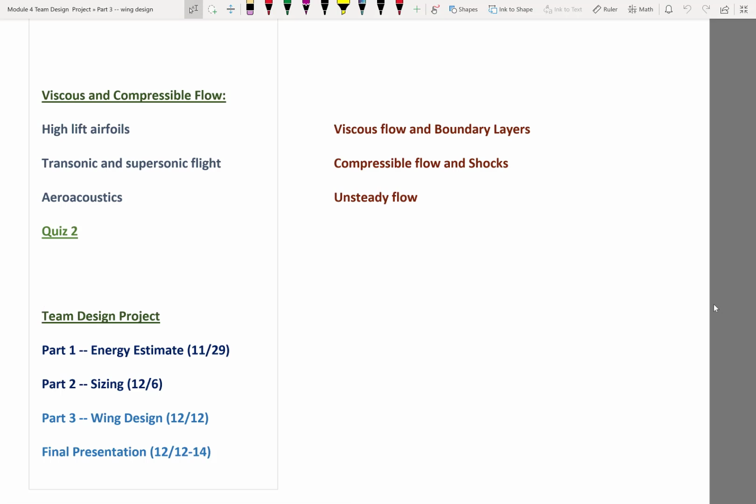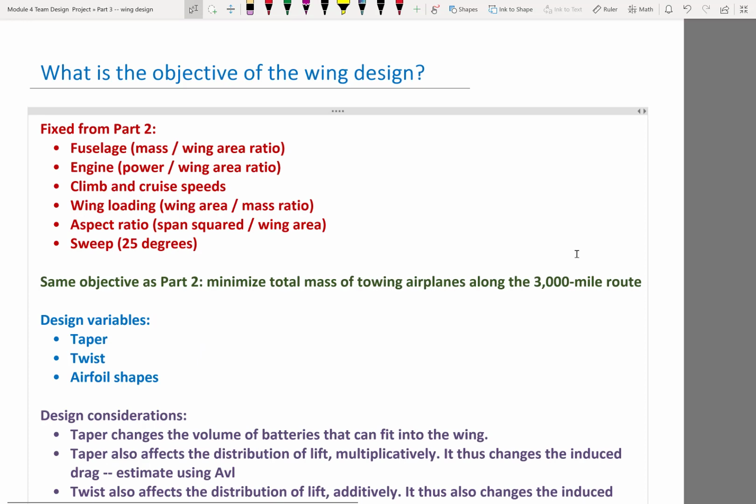Right, just like last week, this week we are primarily going to be doing project work in class. And before that, I'm going to just spend a little bit of time telling you what part 3 is about. So part 3 is really, for me, the most interesting part of the project, because you're actually starting to design the wing itself. All right, so the objective is still the same as part 2.